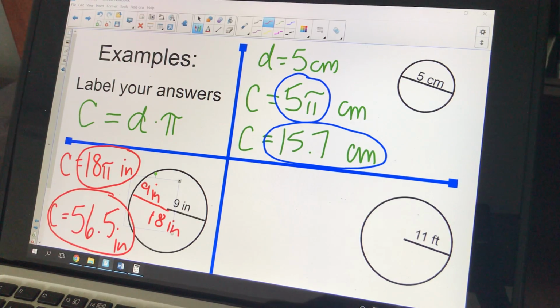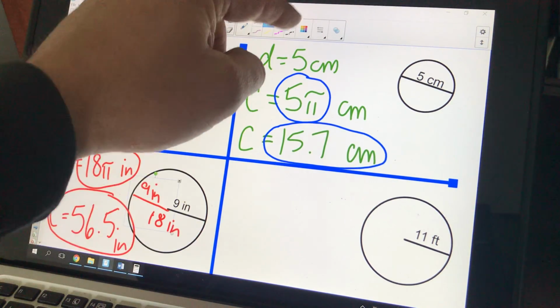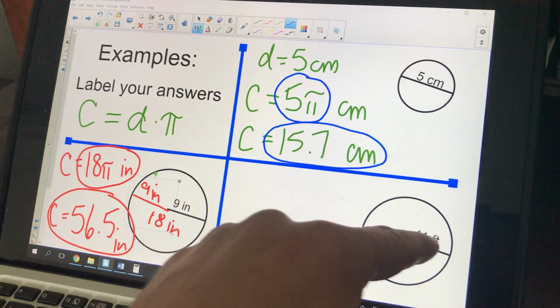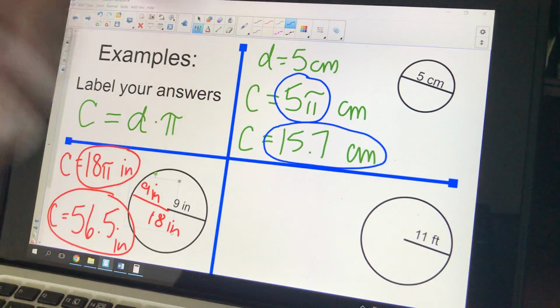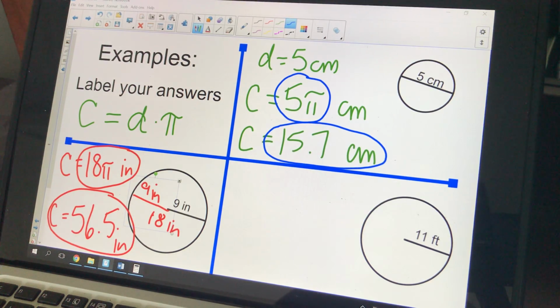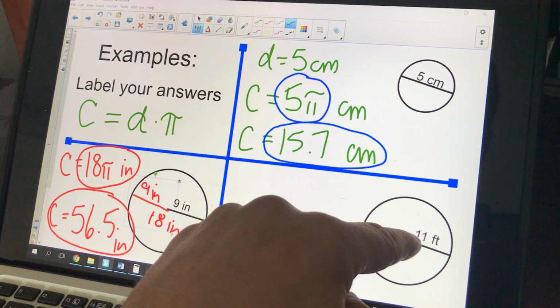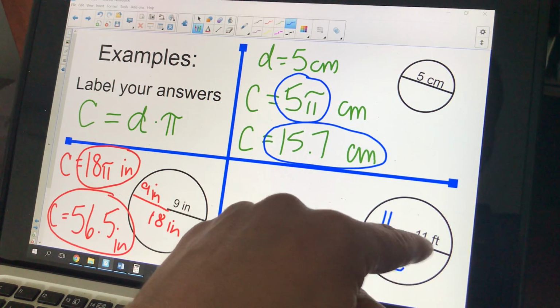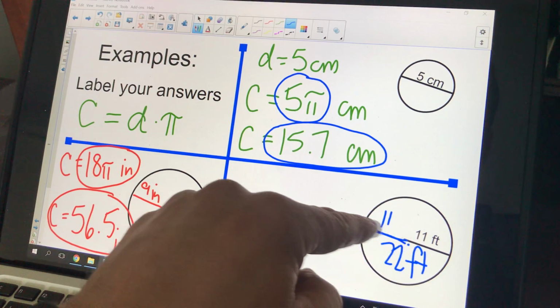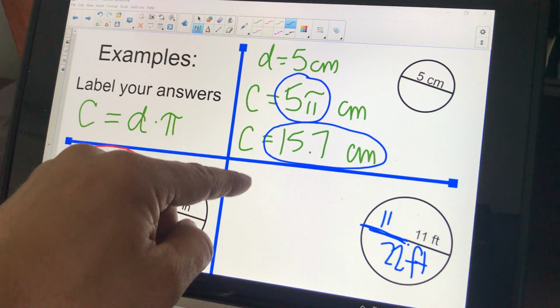Two answers for each: the one that involves pi, and the one where I used pi, I multiplied it out, 56.5. Okay? Last one, let's take a close look at it. 11 feet, because the line only goes halfway, that must mean it's the radius. So I'm going to extend this another 11 feet for a 22-foot diameter.